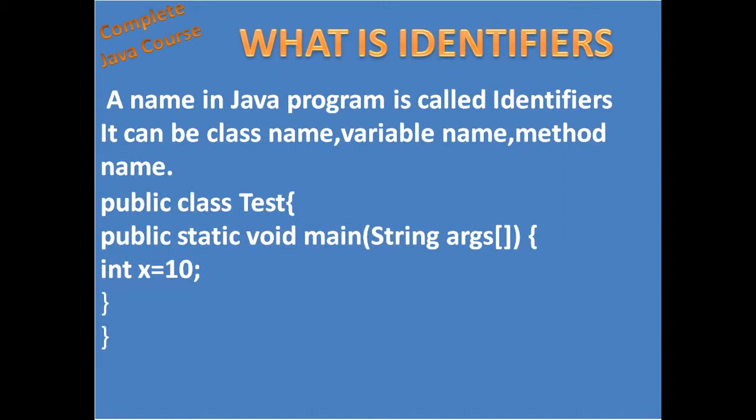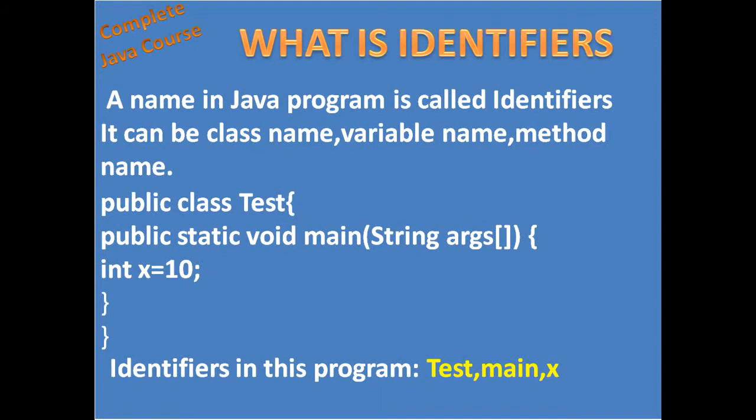Like here, you have defined the test as a class name, main is the method name, and x is the variable name. So you can say that identifiers in this program are test, main, and x.